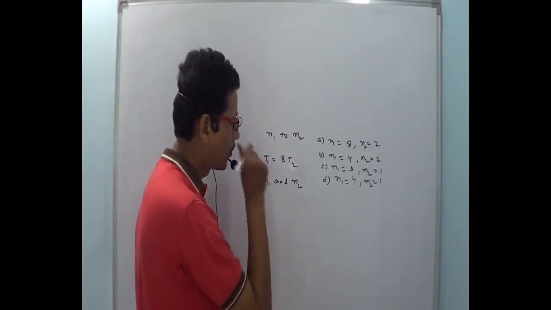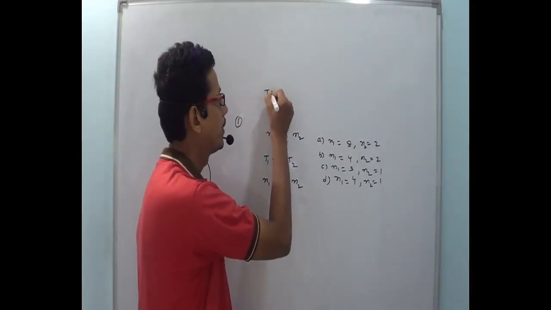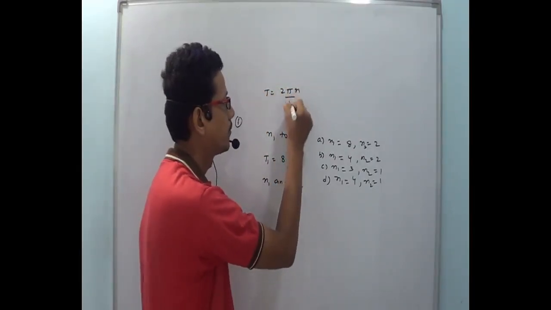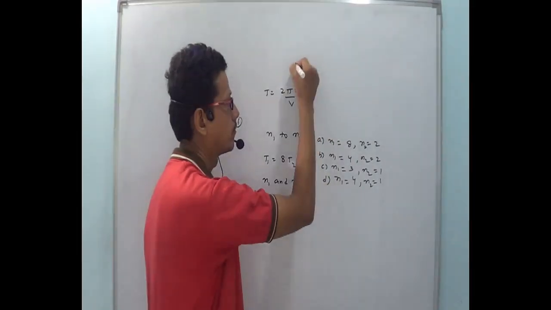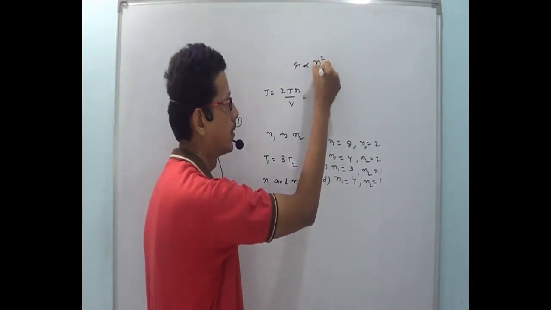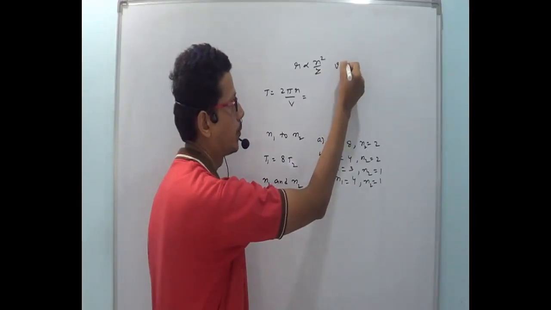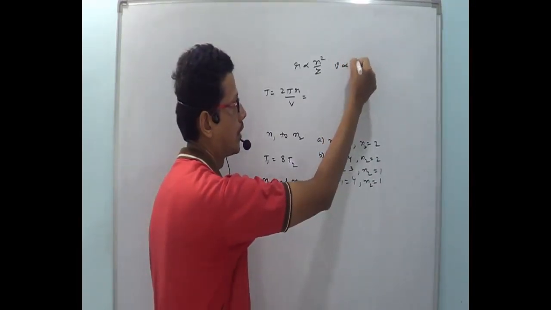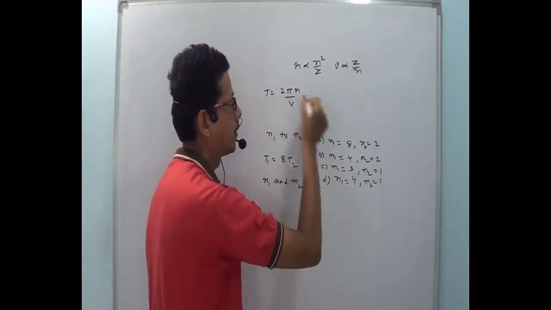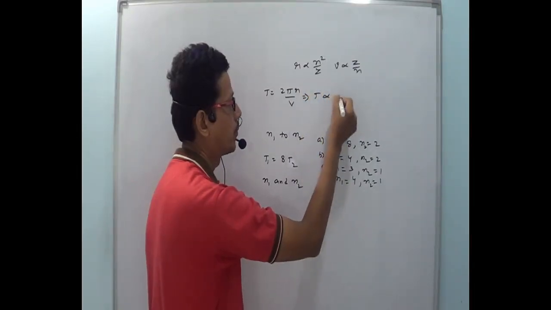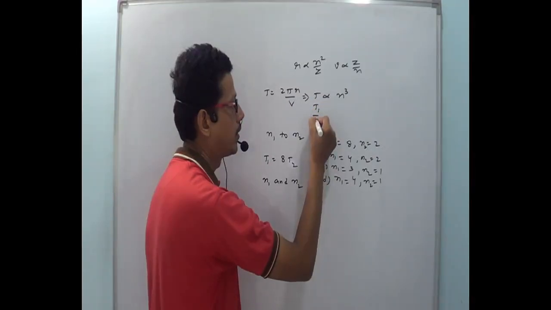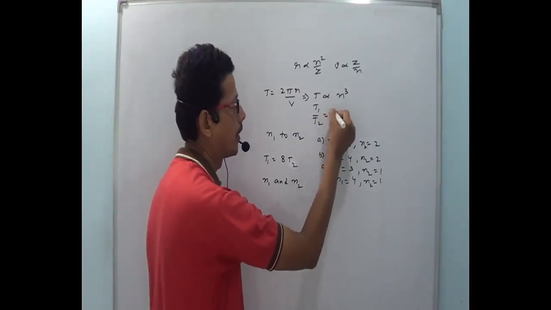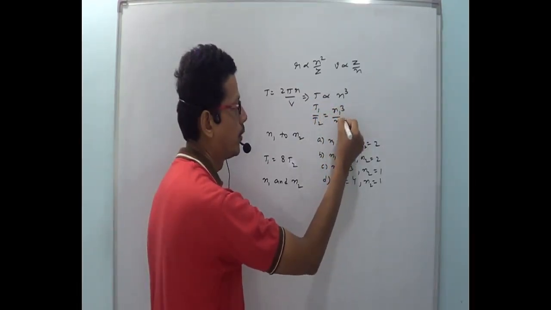So first of all, what is this time period? Time period is 2 pi r by v, and we know r is directly proportional to n square by z. Okay, and v is directly proportional to z by n. That means time period is directly proportional to n cube. And t1 by t2, how does it come? n1 cube by n2 cube.